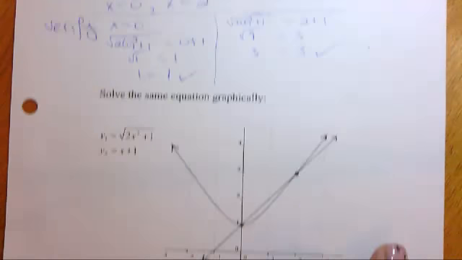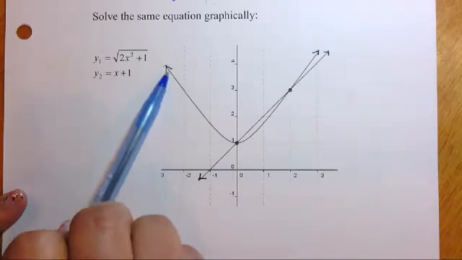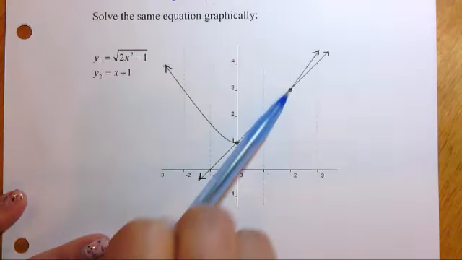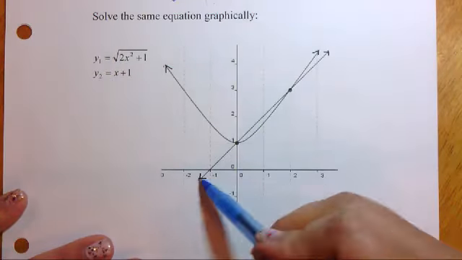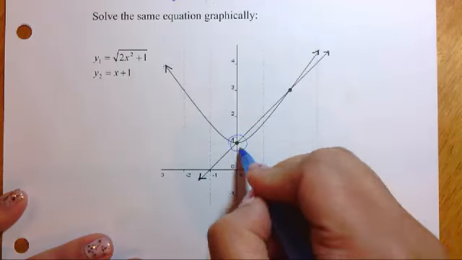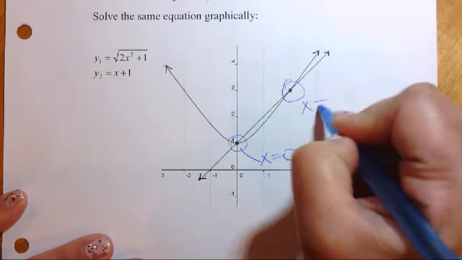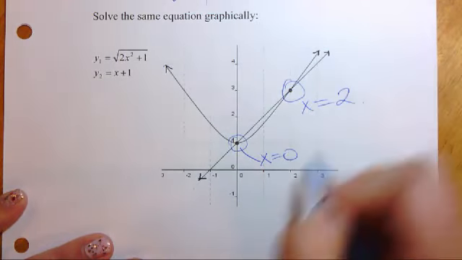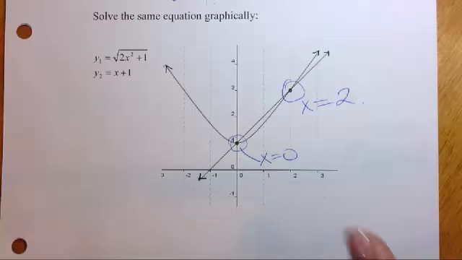Okay, so let's look at it graphically now. Graphically, this is the graph of the square root of 2x squared plus 1. This is the graph of x plus 1 right here, and we want these two x values. So here x equals 0, and right here x is equal to 2. And those are our solutions, which verify exactly with what we just did above.